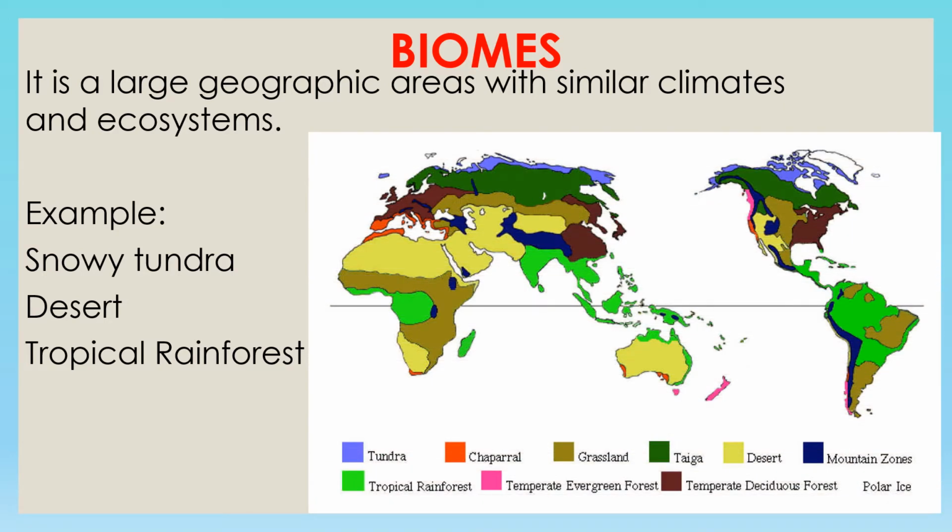So look at this world map. You can see different colors, and each color corresponds to a biome. For example, if you look at the green color, all of the areas with green color, that is taiga. Or the pink one. All areas with pink, which is just a few, has temperate evergreen forest. So you might want to go there.